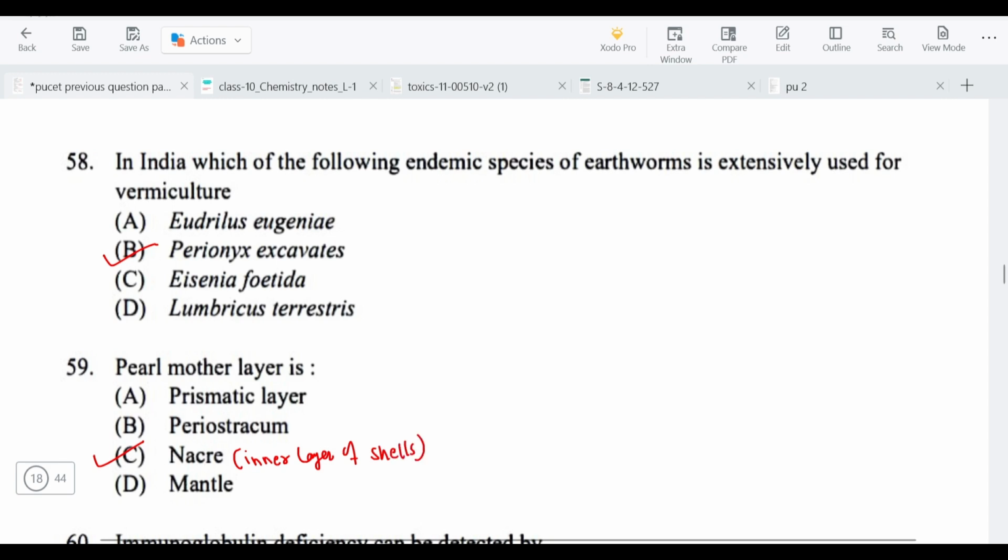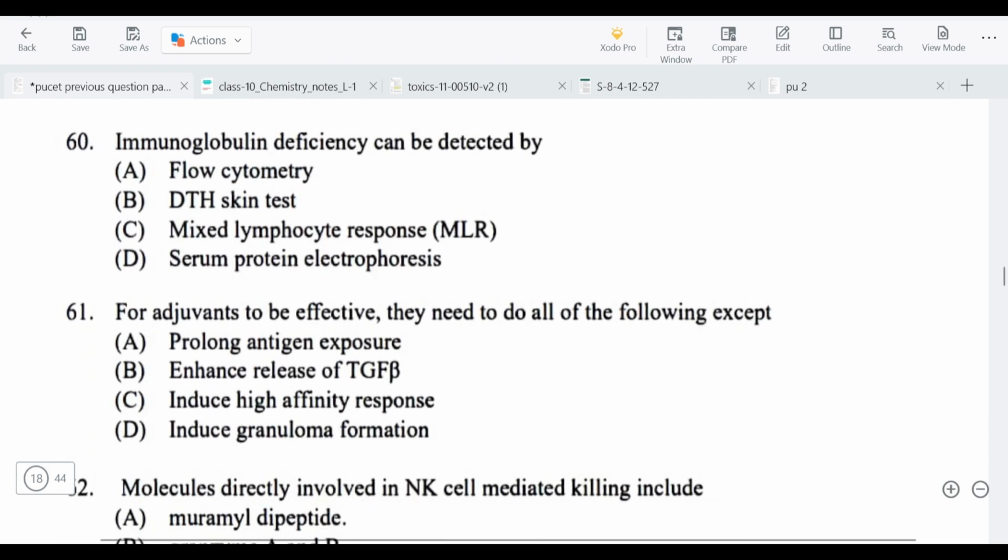Next question. Immunoglobulin deficiency can be detected by. The answer is serum protein electrophoresis. It is used to detect the level of immunoglobulins or antibodies. Next, for adjuvants to be effective, they need to do all the following except. The answer is induced granuloma formation, right?